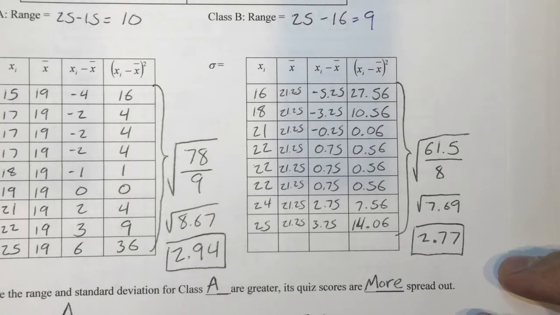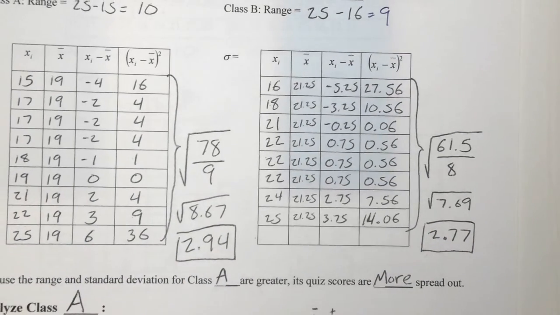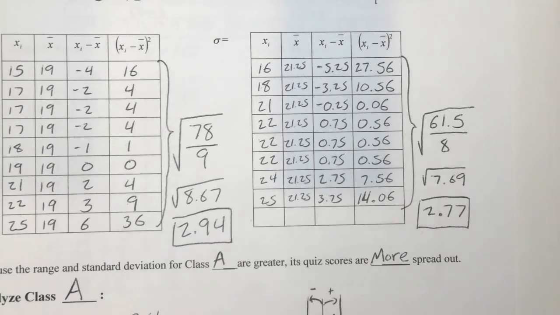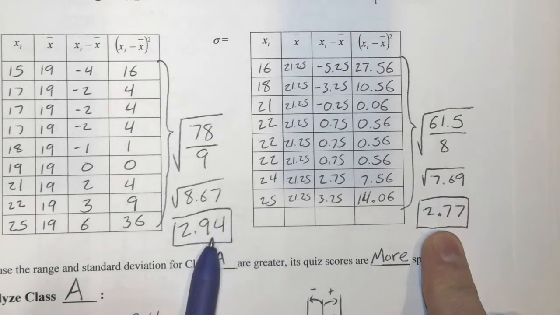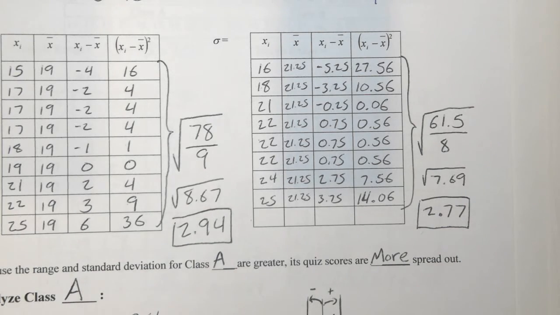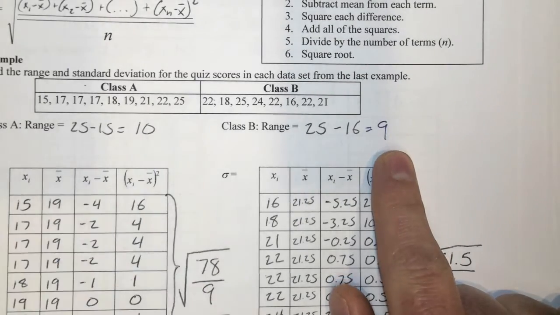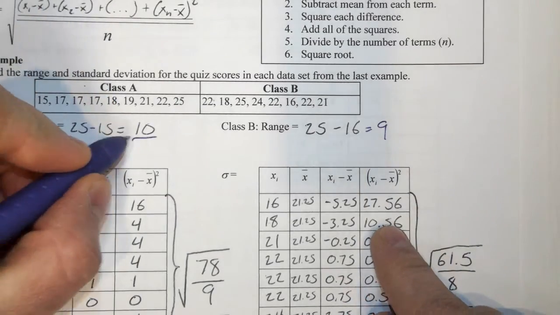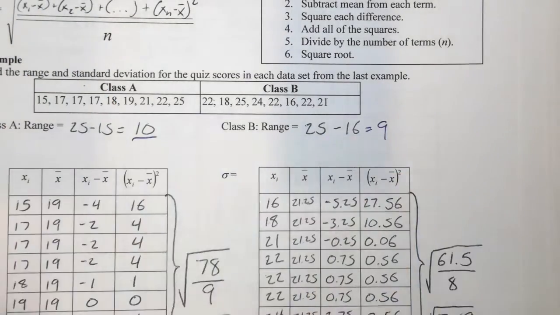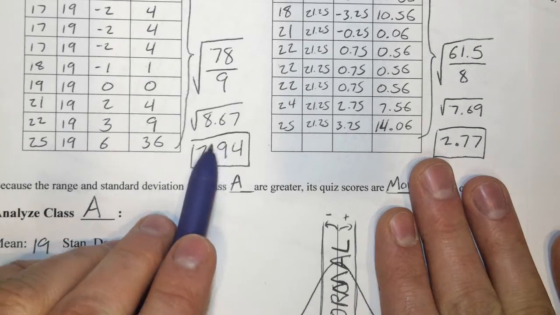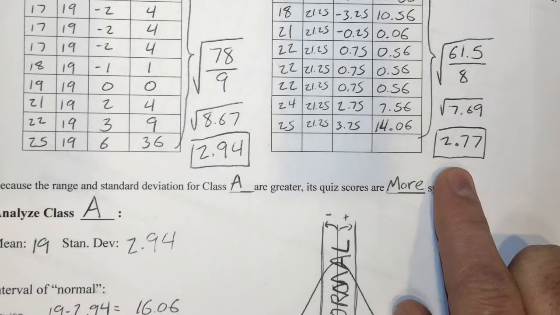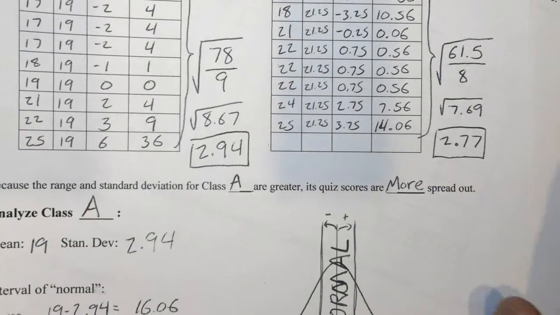On the front side, the class that had the highest mean or the highest median had the best scores. On those dispersions, please remember that the bigger the number is, that means the further it has moved away from the center, and that is bad. So that means that if you have a high standard deviation or a high range, that's bad. So this number here, 10, is not as good as this number here, 9. This number here, 2.94, is not as good as this number here, 2.77.